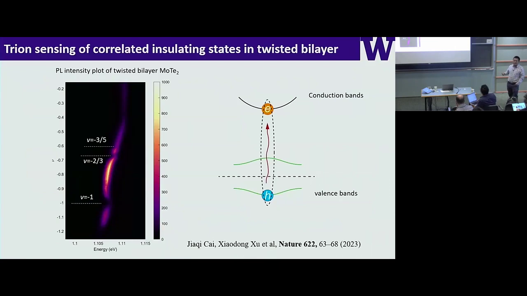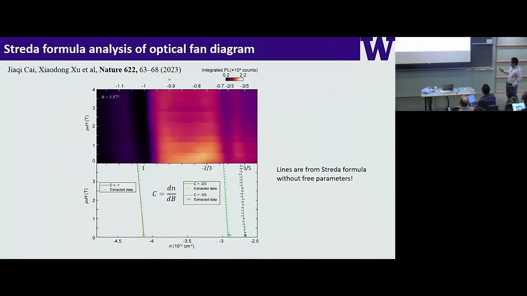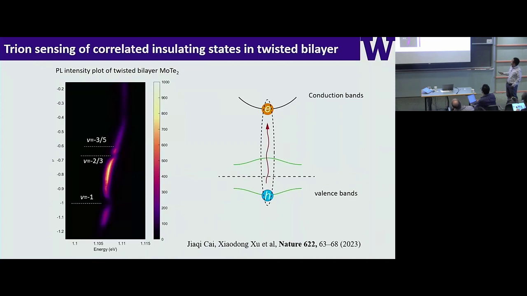And we have used many different ways to probe these fractional Chern insulator states. The first one I'll show you is what we call trion sensing. Basically, we look at the photoluminescence of the trion states in twisted MoTe2. What I show you here is a PL intensity plot as a function of filling factor on the vertical axis and photon energy. You can see the fractional fillings like -3/5, -2/3, and the integer filling -1. You'll see the suppression of luminescence intensity as a function of filling factor. That's just due to the formation of many-body gaps.